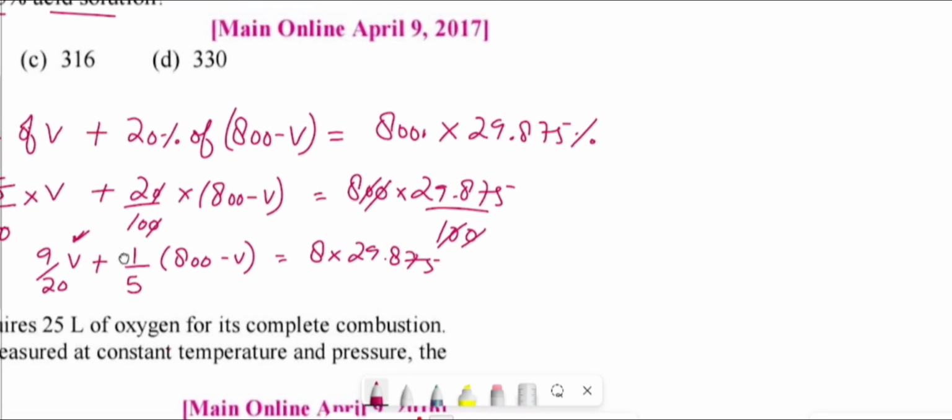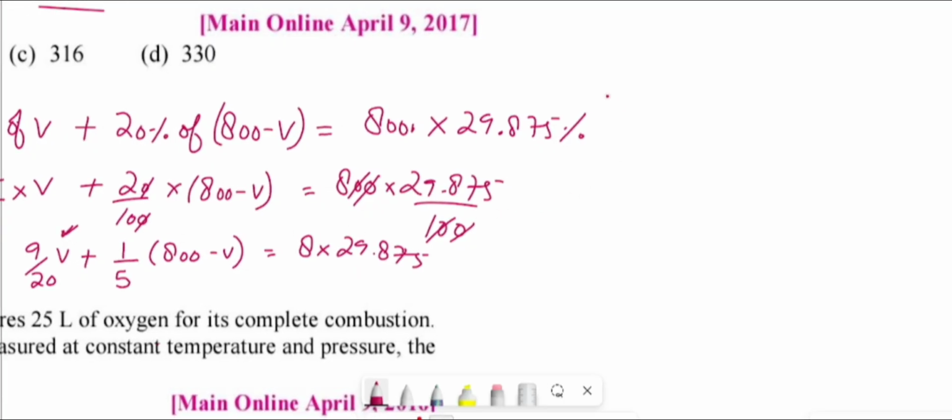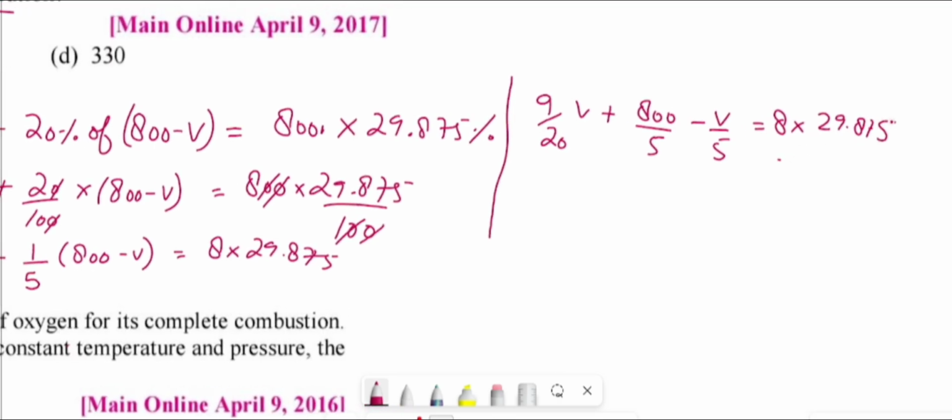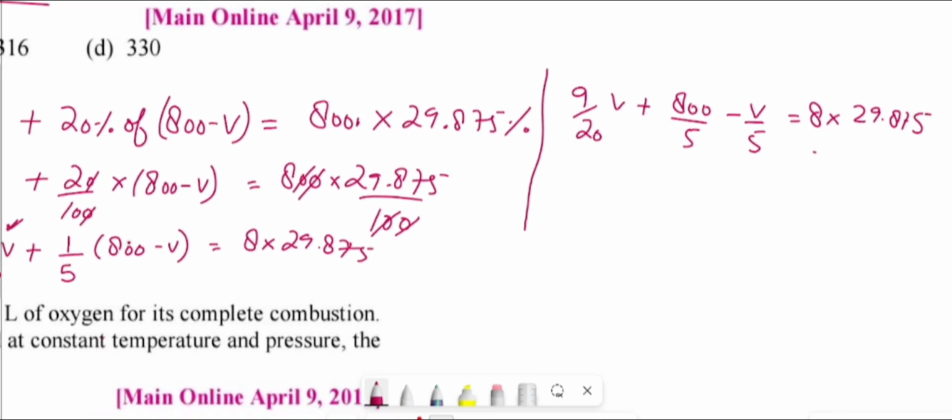So I'll move one step ahead. What will happen here? It would be 9 by 20 V, plus 800 by 5 minus V by 5, is equal to 8 into 29.875. I have done nothing but divide 800 by 5, because it's a multiplication of both, so 800 by 5 and V by 5.